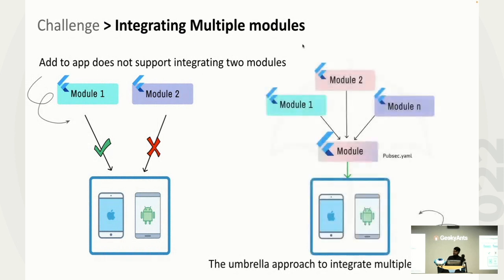The workaround is you build one module and then integrate other Flutter modules inside your pubspec YAML, so that you only build one common module and integrate it the way we have just shown. So it's that simple, and it would work normally.